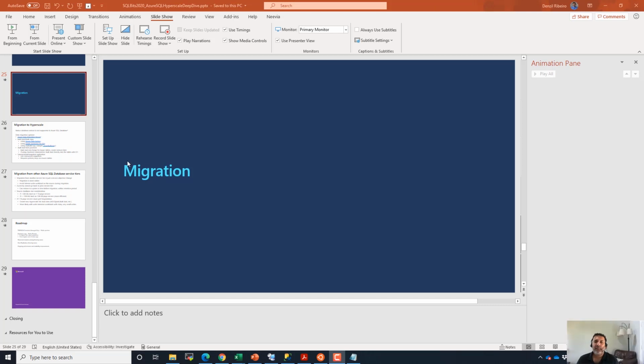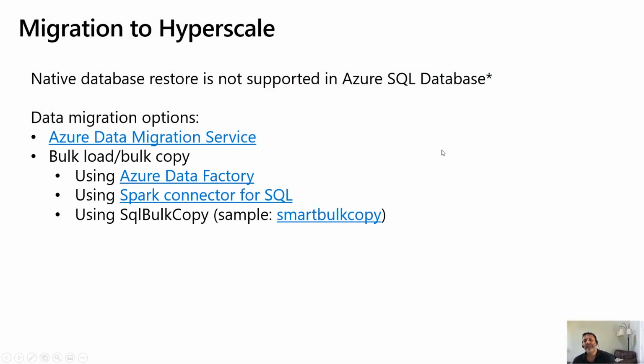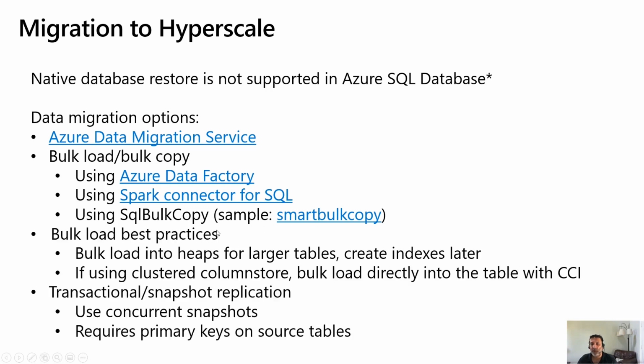Last but not least, let's talk briefly about migration. So migration, there's no database native restore. So if you're migrating from on-prem, this is a size of data movement, and movement is either with DMS or with any logical data movement tools such as BCP bulk copy, Azure Data Factory, Spark, or the Smart bulk copy sample. So in the logical data movement aspect, of course, your data loading practices still stand.